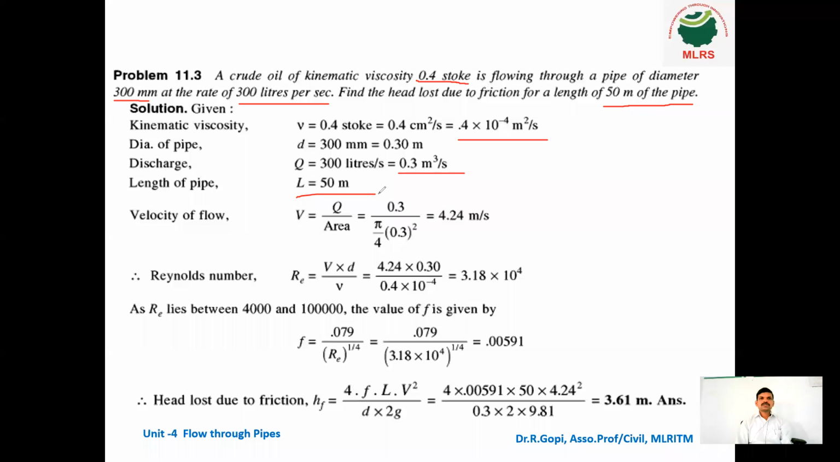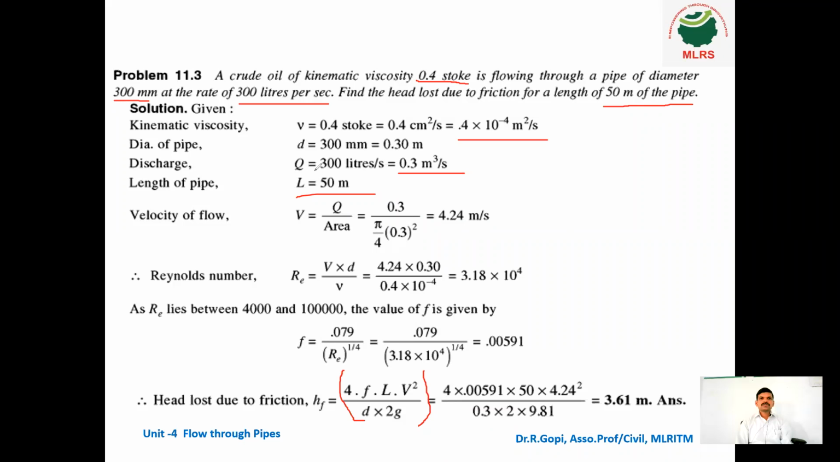Once you check the formula, this is the formula. f is not given, it is an unknown value. The length of the pipe is given, 50 meter, and velocity is also not given. The diameter is given, and g we know is 9.81. So in this problem, we need to calculate two parameters: one is f, another one is V. Let us find out V first.